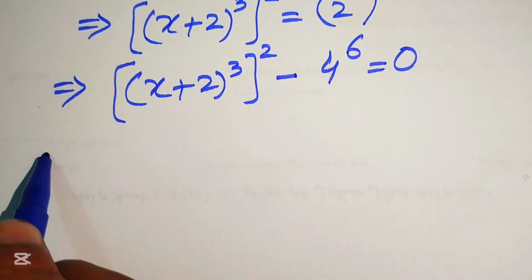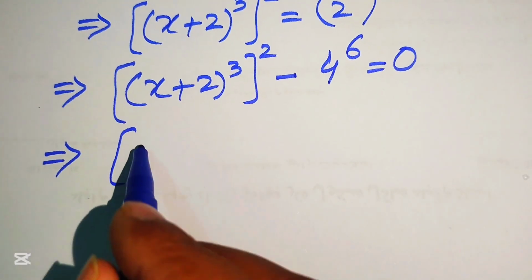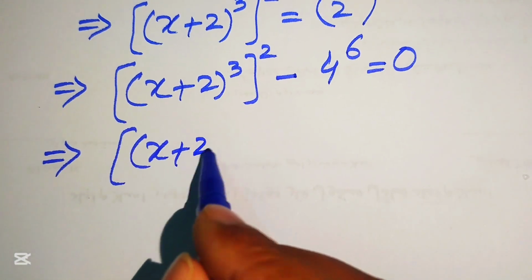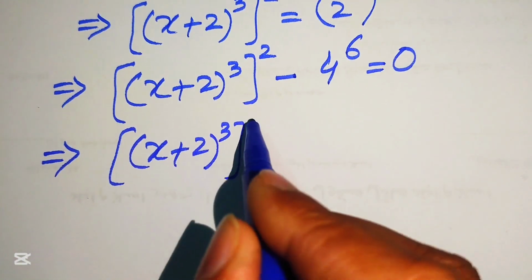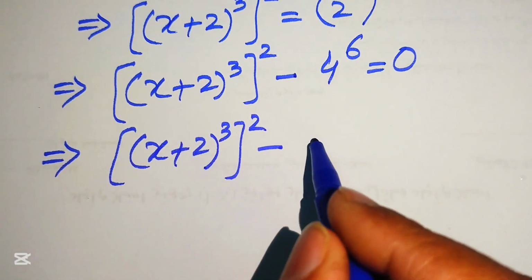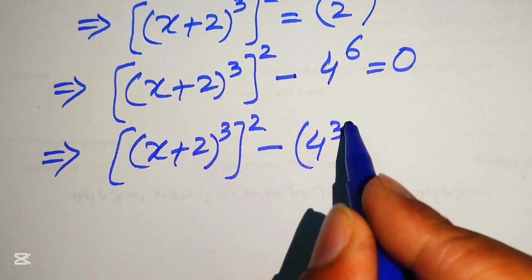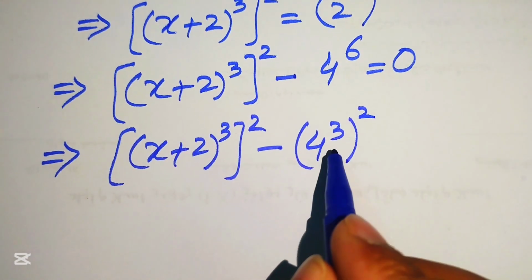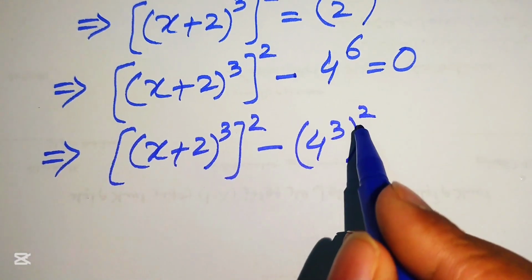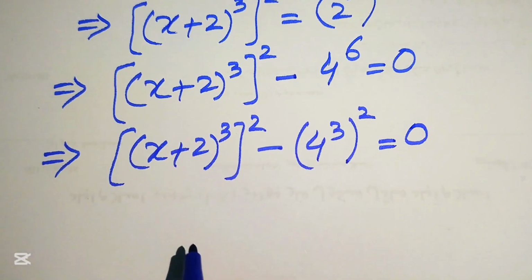Now we rewrite this equation as ((x+2)^3)^2 minus (4^3)^2, where we write 6 as 3 times 2, and this equals 0.